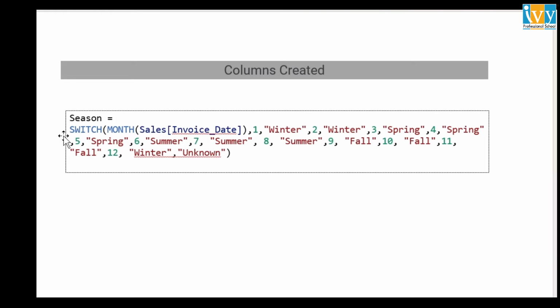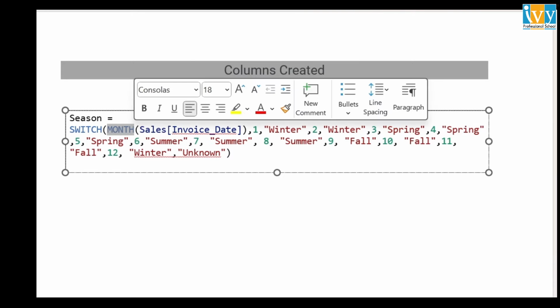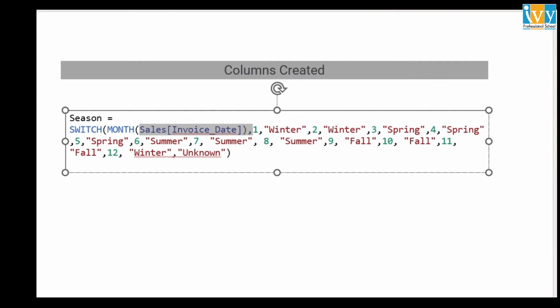Okay, so for this column, we have basically used the switch function, along with the month function. So what it is doing is, in the sales table, it is going through each of the rows and giving the corresponding month number for each of the invoice dates.